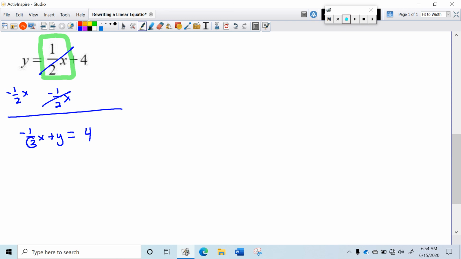Get rid of the fraction by multiplying every term by the denominator. When you do that, top cancels with bottom, so I have negative 1x plus 2 times y is 2y equals 2 times 4 is 8. And that's the answer.